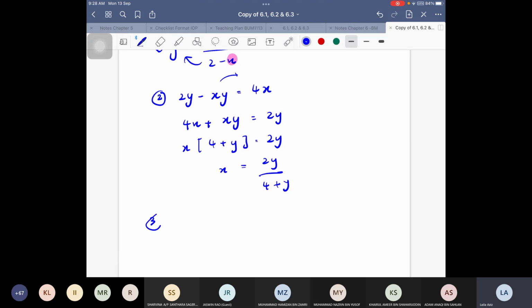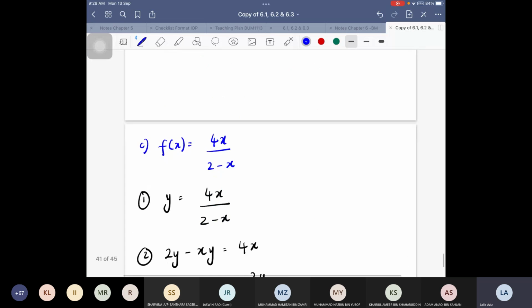Okay, step nombor 3 adalah tukar balik saja. So all the y kita tukar balik dalam bentuk x. So f inverse x adalah bersamaan dengan 2x per 4 tambah x. So this is going to be our f inverse. Okay, so tu saja. So step dia ada 3. So once you're done with the third step, apa yang you dapat tu adalah you punya inverse.